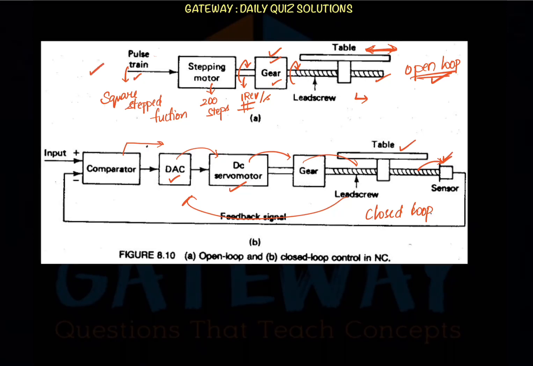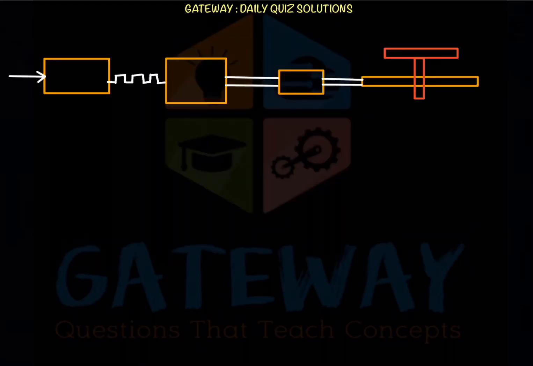But in the stepper motor, it blindly gives the power and it starts running the motor. The stepper motor is an open loop. So here our question is about open loop. We'll discuss one basic example here. After discussing the basic example, we'll go into that question. Then it will be a very easy question.